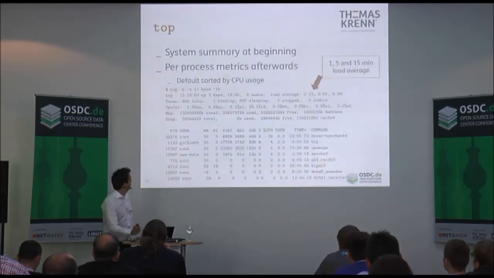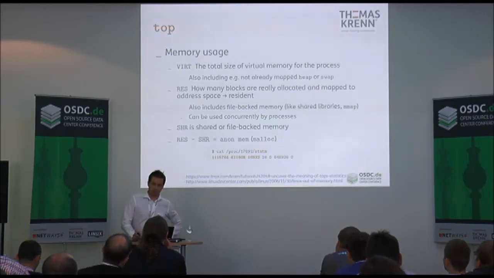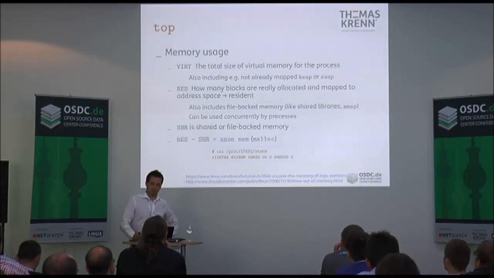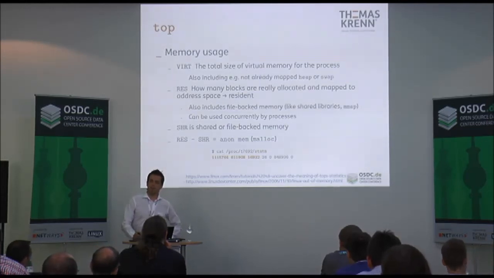You also have information about memory usage. The first column you get with top is VIRT, and VIRT is the total size of the virtual memory available for the process. This number also includes not-yet-mapped heap memory, or also swapped out memory. So this is, in most cases, a lot higher than the real physical memory usage of the process.